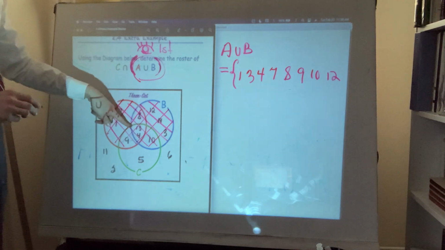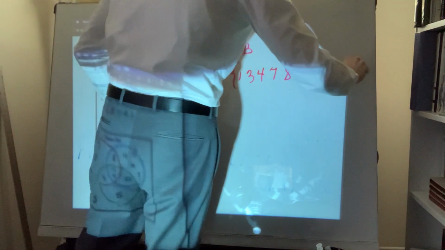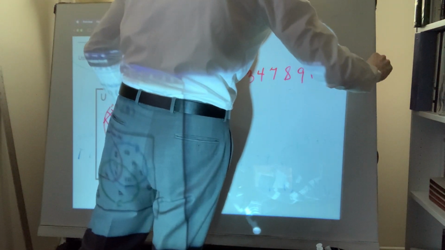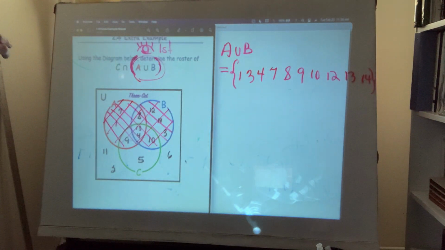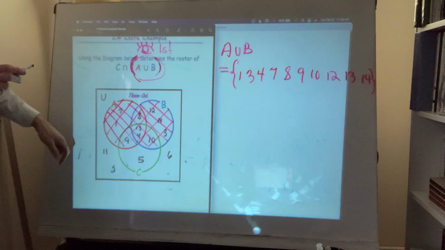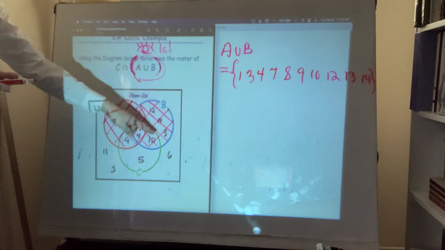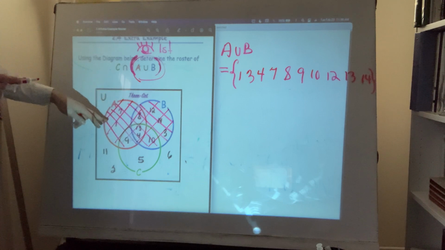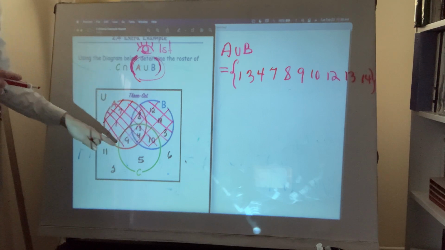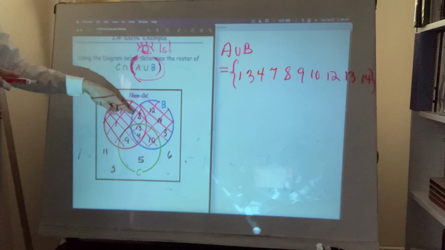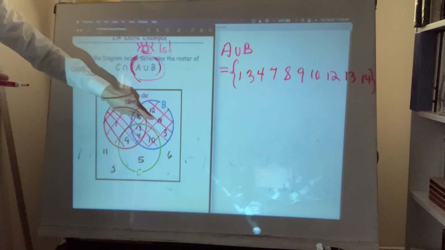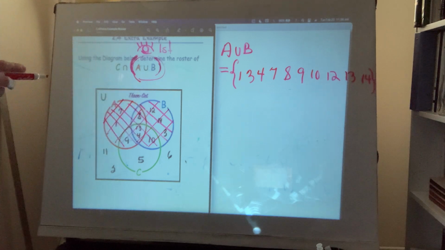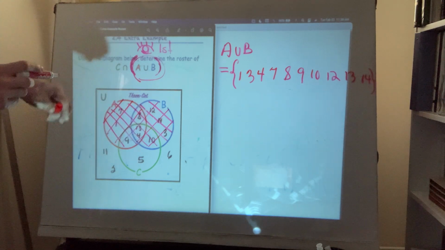And then 13. And then 14, it looks like. Sorry if that's a little dark there. Okay. All right, is that everything that is in the Scotch plaid region here? Looks like it is. All right, 1, 3, 4, 7, 8, 9, 10, 12, 13, 14. I believe that is correct. Okay, good.